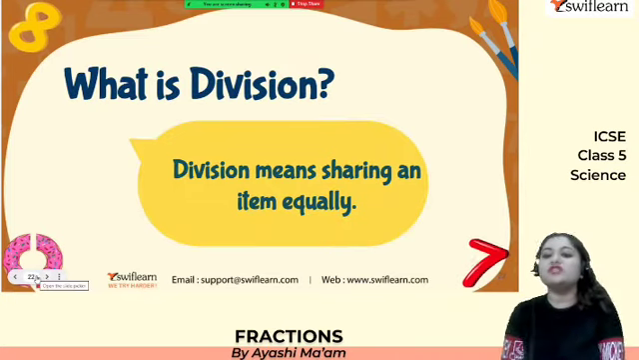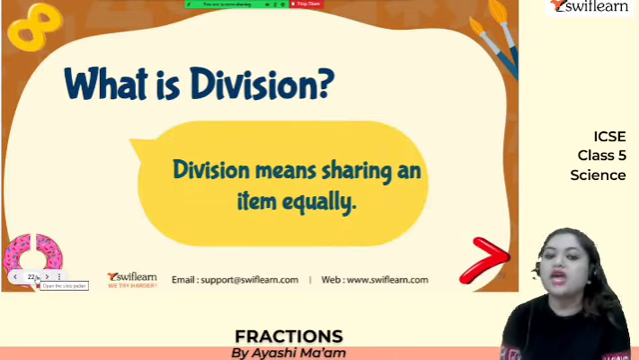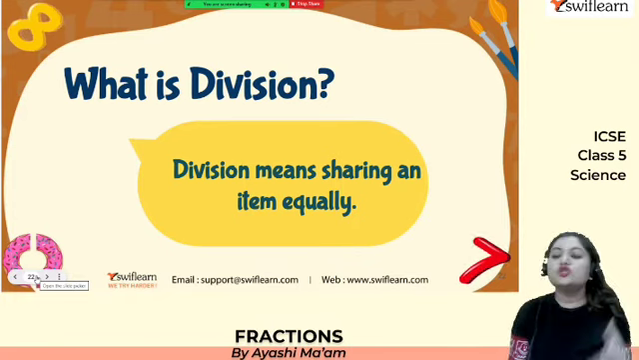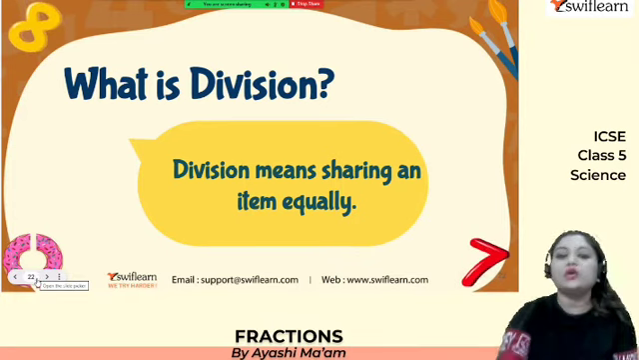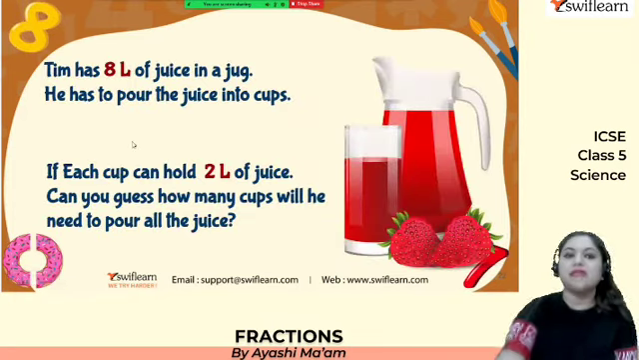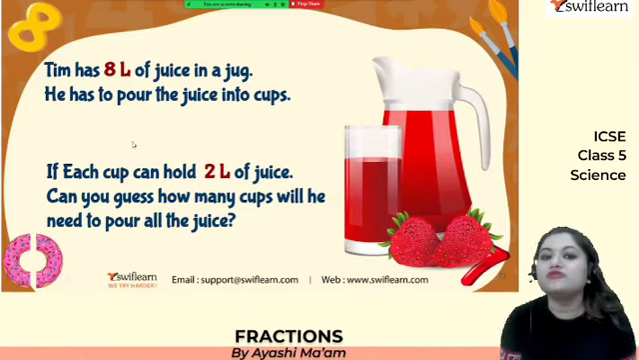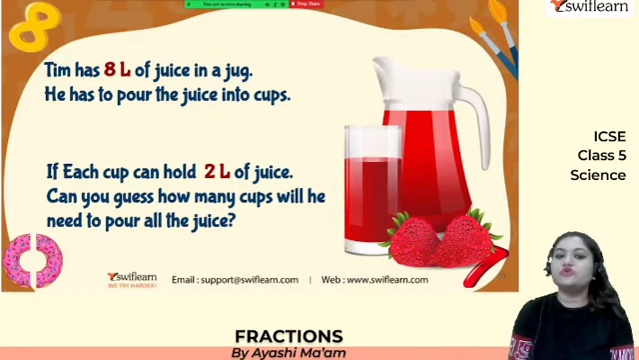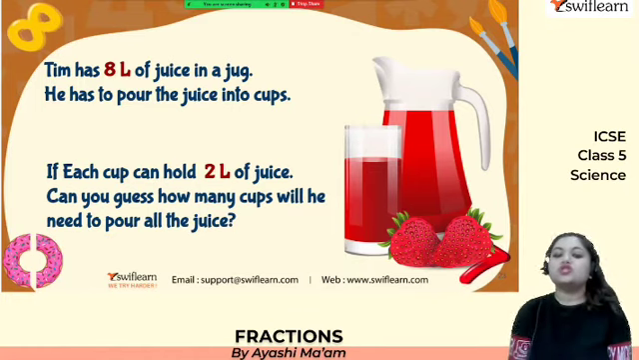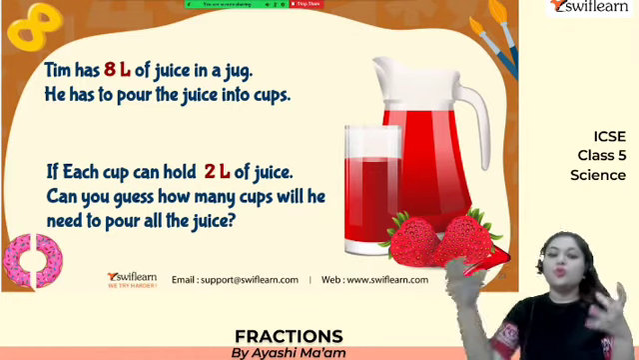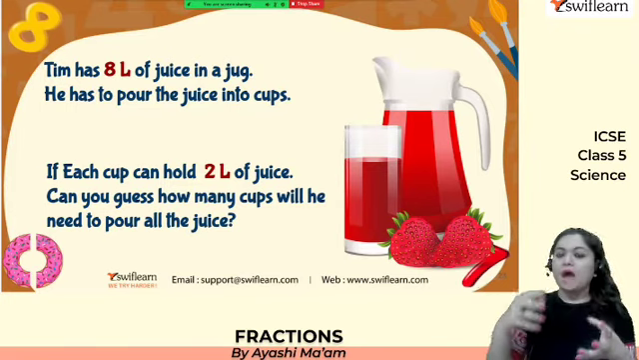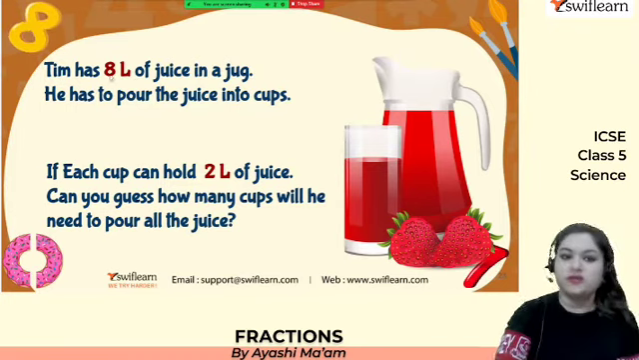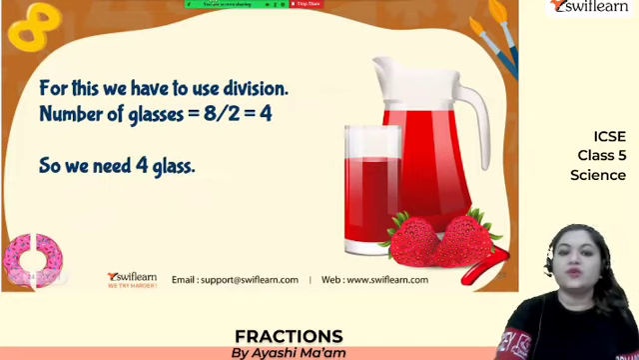Okay, so what is division? Division means whenever we share an item equally, right? So whenever we are sharing some item equally, we call it division. For example, Tim has 8 liters of juice in a jug. He has to pour the juice into cups. If each cup can hold 2 liters of juice, can you guess how many cups he will need to pour all the juice? Each cup holds 2 liters of juice, right? So here we need to perform division.